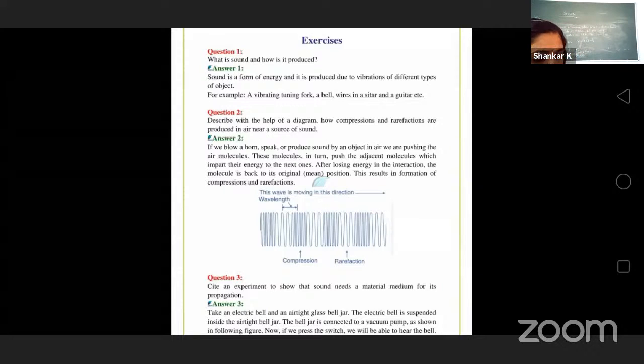Now let me see your textbook and try to write these exercise questions. What is sound and how is it produced? Describe with the help of a diagram how compressions are represented or produced in air near a source of sound. Total 22 questions are there in this lesson. I will try to solve tomorrow all the problems in the exercise part. Then I'll solve the exercise questions of the next lesson. Okay, students?